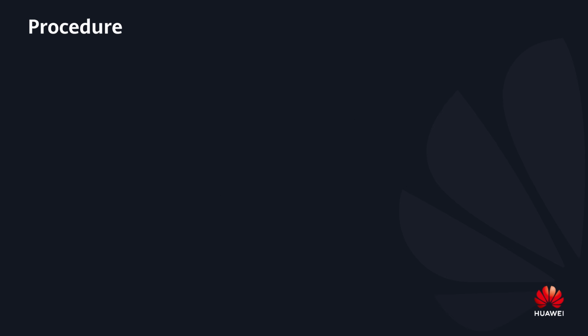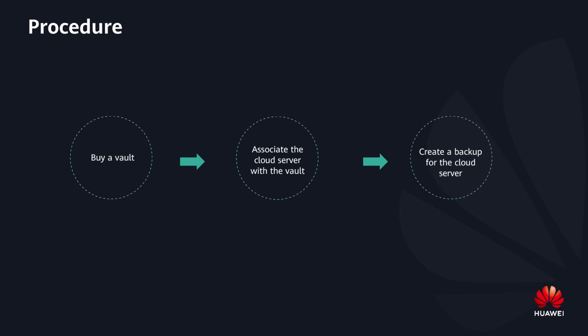You can create a server backup in 3 steps. First, you need to buy a vault. Then, you need to associate the cloud server with the vault. Lastly, you need to create a backup for the cloud server. Next, let's look at how to create a cloud server backup on the CBR console.